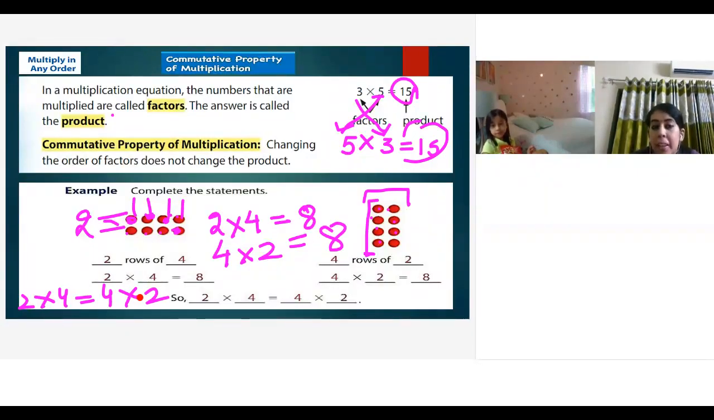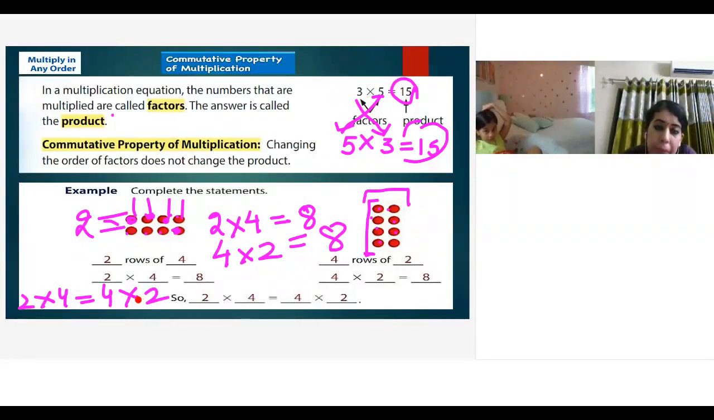What are factors, what are products, and what is the commutative property? So any problem in it? No, just a little hard. Yeah, it's a bit hard, but you will get it. It's basically that you are changing the positions of the counters. Rows are becoming columns and columns are becoming rows. That's it. The answer remains the same. This you have to remember.